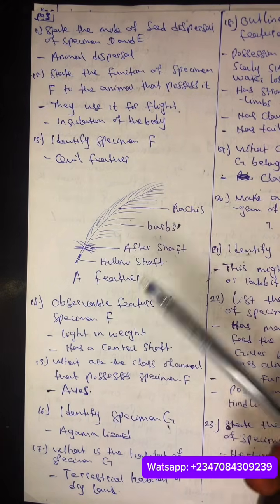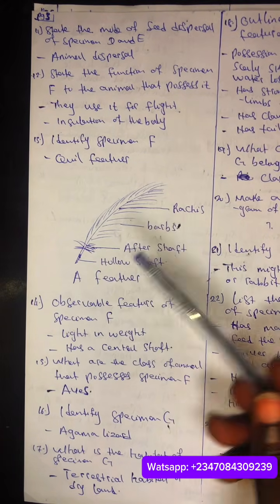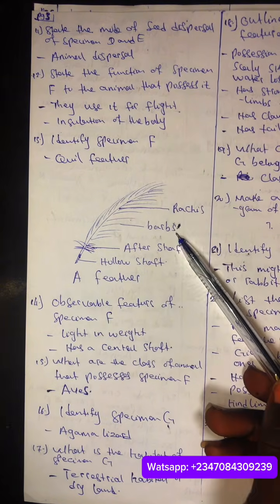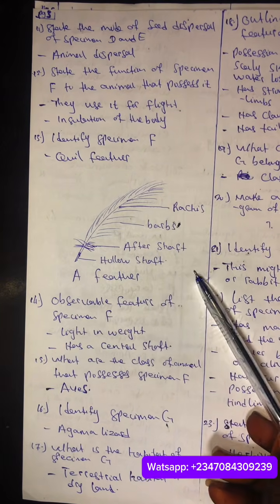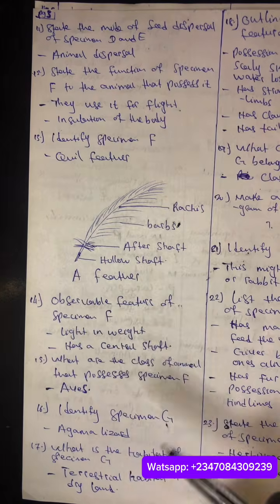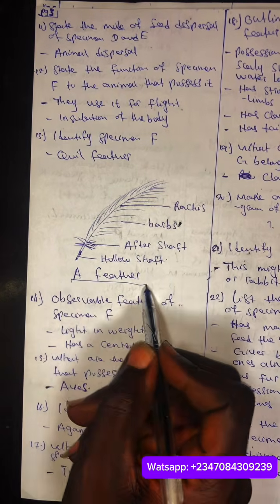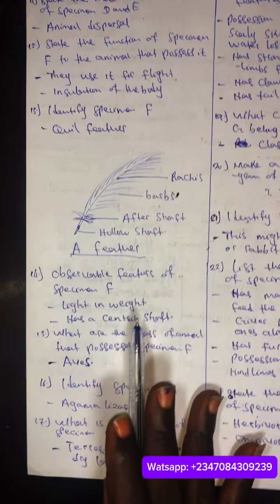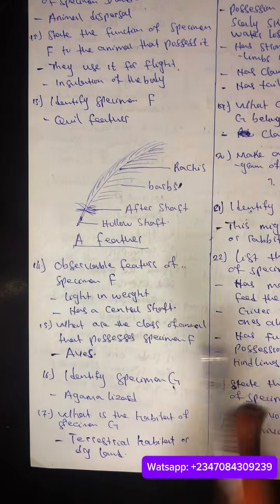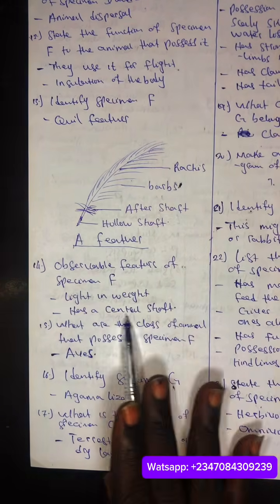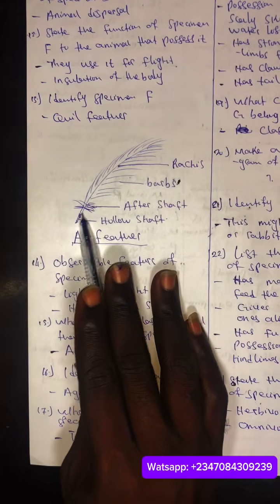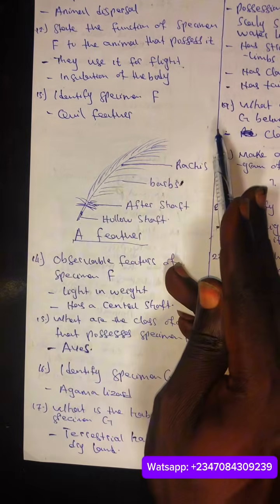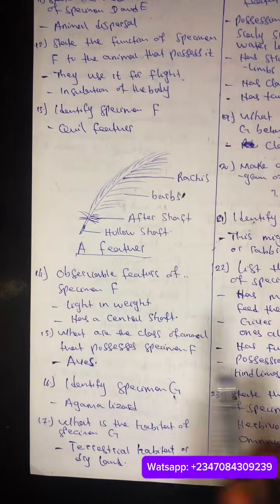Let's go on. Now, this is, they have the rachis, barbs, after shaft, and the name is a feather. A feather. Do you see that now? Number 14, observable features of specimen F. Light in weight. Of course, if you touch it, it's light in weight. Has a central shaft. That middle thing that runs in the center, it's a central shaft.